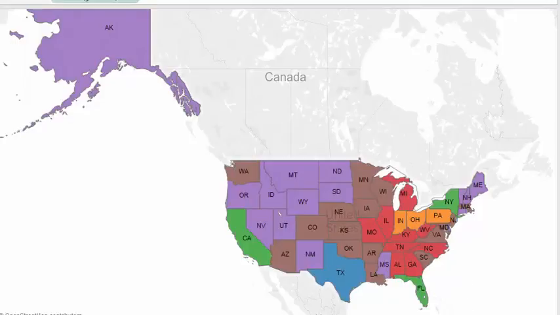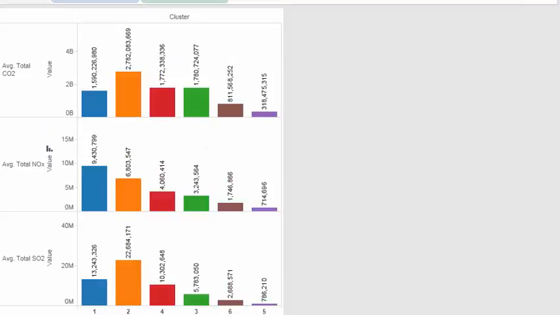To analyze the characteristics, we have plotted emission of harmful gases with respect to different clusters. In this map we can clearly see that the states coming under Cluster 5 and Cluster 6 are emitting less greenhouse gases. On the other side, Cluster 1 and Cluster 2 are producing more greenhouse gases.